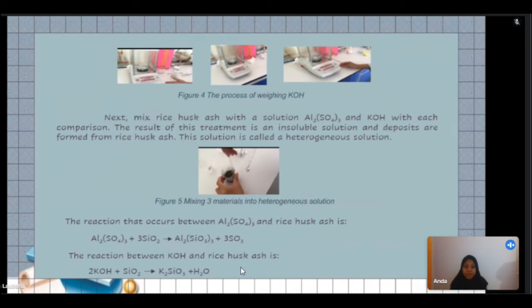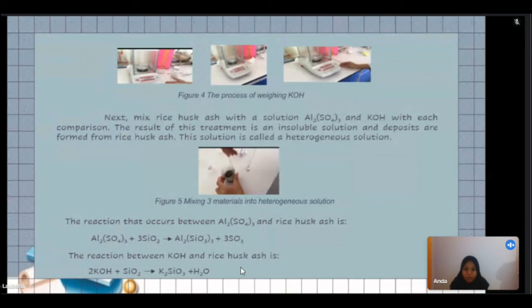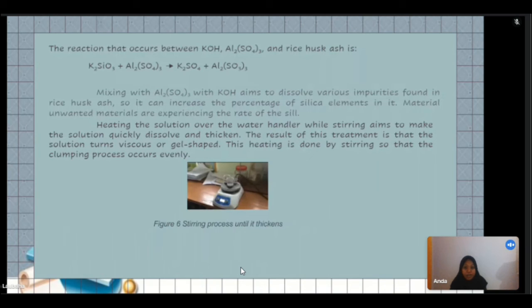Next, mix rice husk with the solution of Al2SO4 and KOH with each compression. The result of this treatment is an acidic solution and deposits formed from husk. This solution is called a heterogeneous solution. The reaction that occurs between Al2SO4 and rice husk is shown in the picture. The reaction between KOH and rice husk is shown in the picture. The reaction that occurs between KOH, Al2SO4 and rice husk is shown in the picture.